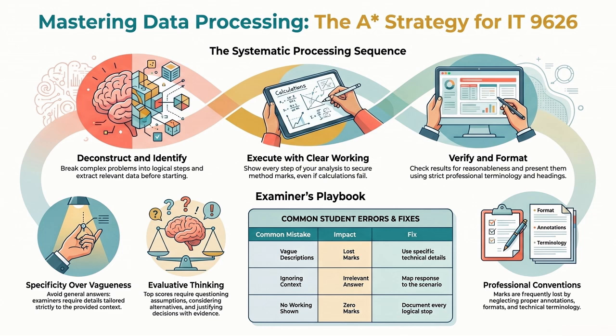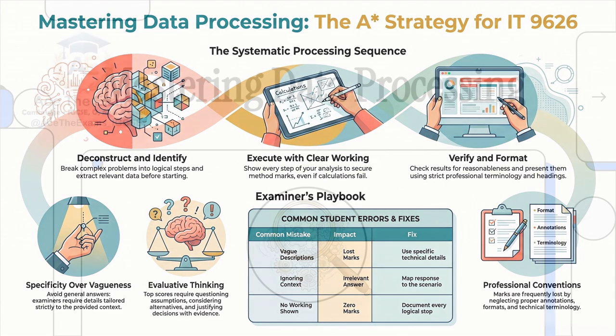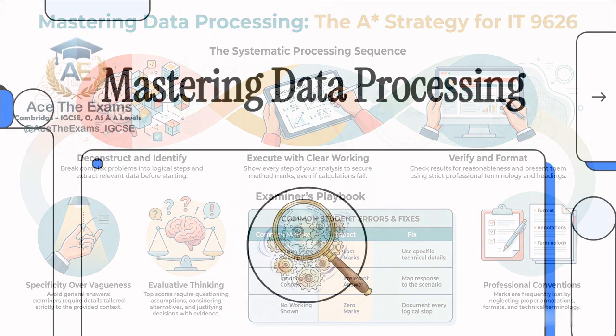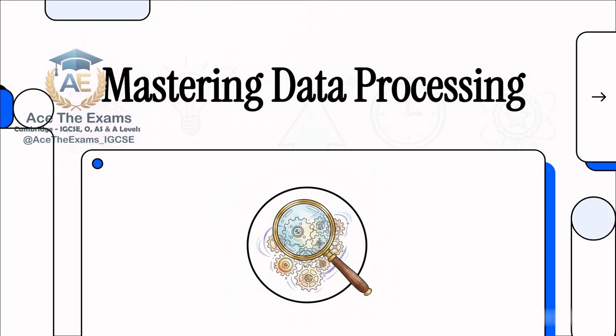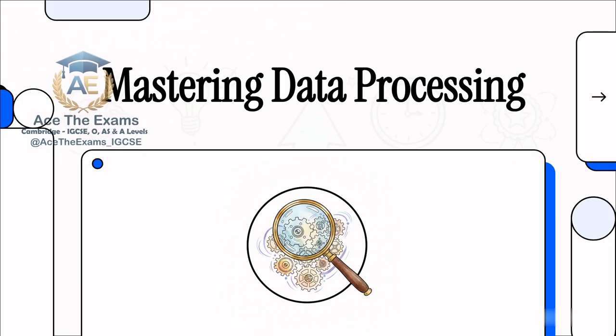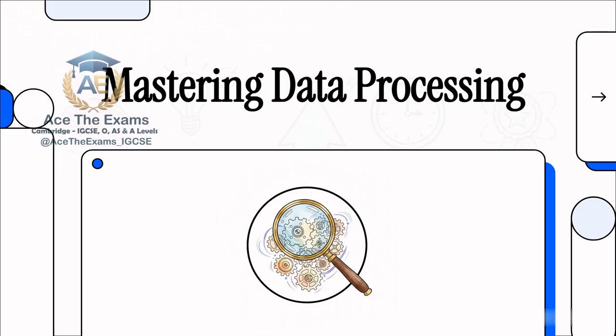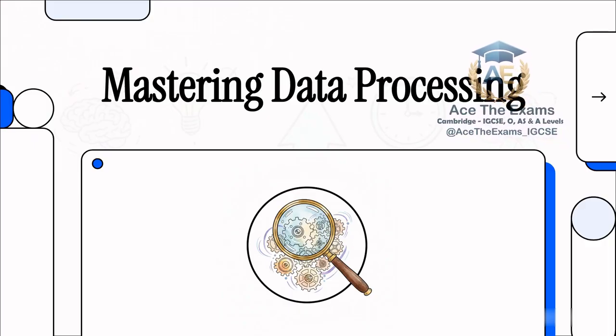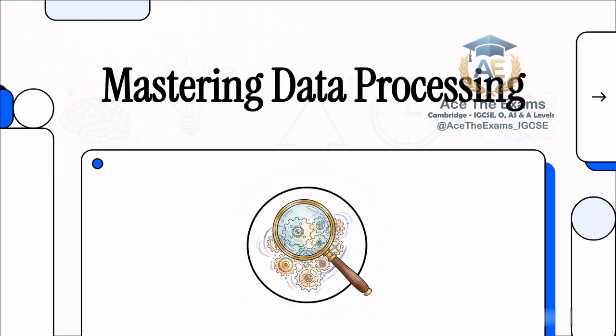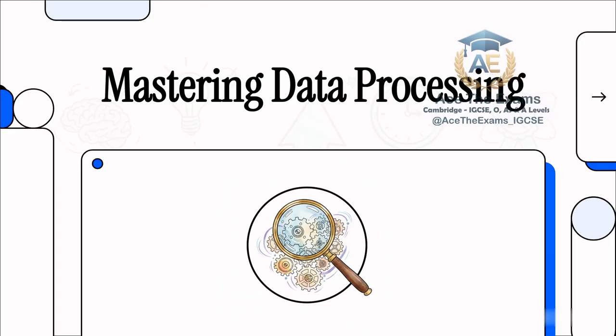Welcome to This Explainer. Today, we are unpacking exactly how to jump from a B to an A star in Section 1.5 of the Cambridge Information Technology 9626 syllabus. Now, if you are sitting these exams, you already know that high-mark questions require explosive power. Think of it like Olympic weightlifting. You cannot just jog your way to the top marks. You need maximum effort in short, highly concentrated bursts of analysis.